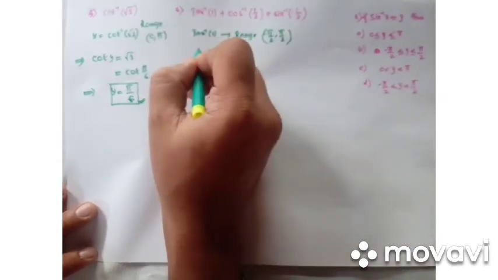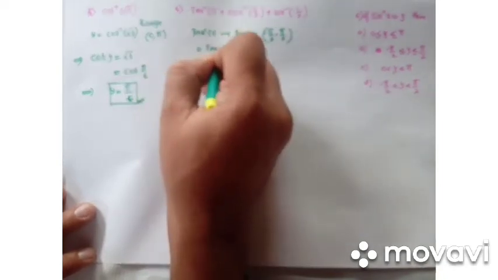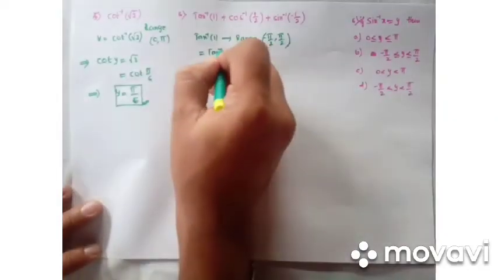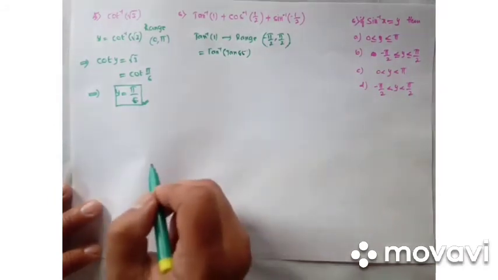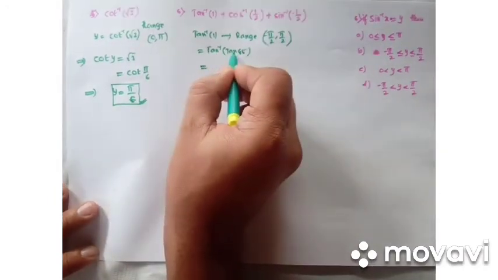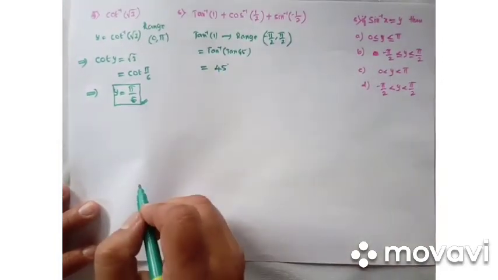Then it can be written as, so directly 1 can be written as tan inverse of tan 45. So tan inverse of tan 45, right? 1 can be written as tan 45. Then tan inverse and tan both will cancel, so it can be taken as 45 degrees here.